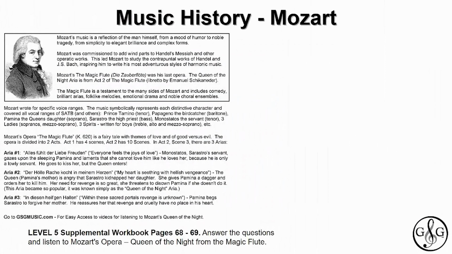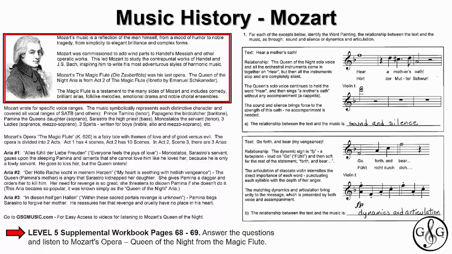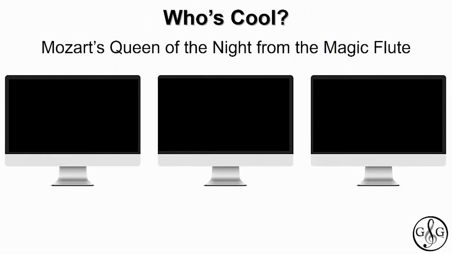Then, when you're studying about music history and Mozart, for example, simply go to the free resources. Now, in level 5, pages 68 and 69, answer the questions and listen to Mozart's opera, Queen of the Night from the Magic Flute. I know it's a lot to see on the page here, and we're not going to read through all of it, but I just wanted to show you what the workbooks look like inside. So who's cool? Good question. You're going to really like this one. This is so much fun. Mozart's Queen of the Night from the Magic Flute.